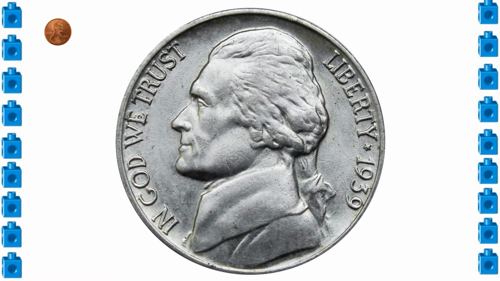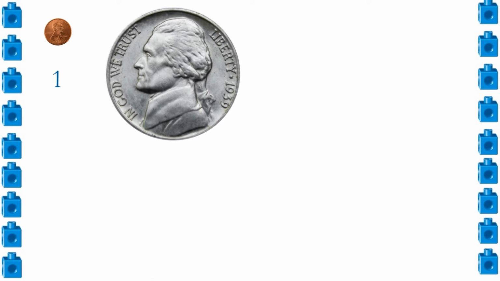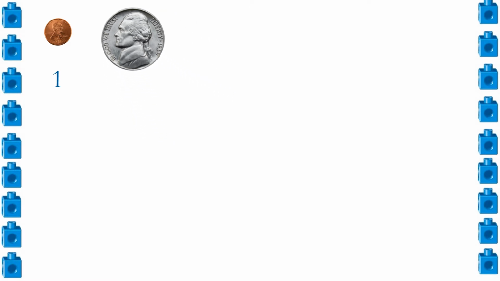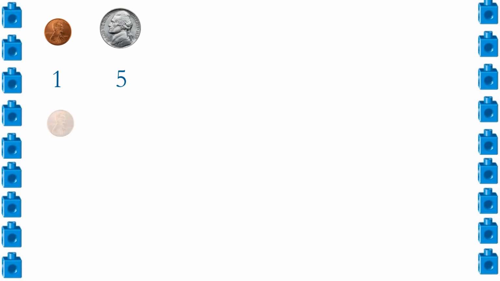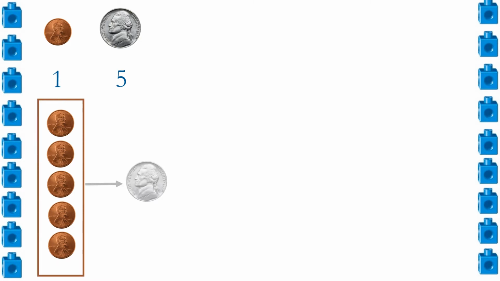So instead of doing everything with pennies, we come up with coins that are more valuable. This one is the nickel. A penny is 1 cent. If we have 5 pennies, that's exactly the same as 1 nickel. They're both 5 cents. So just because somebody has more coins when they have 5 pennies, it doesn't mean they have more money.